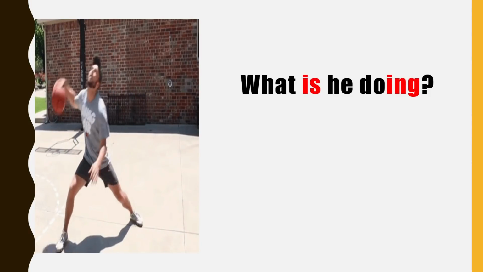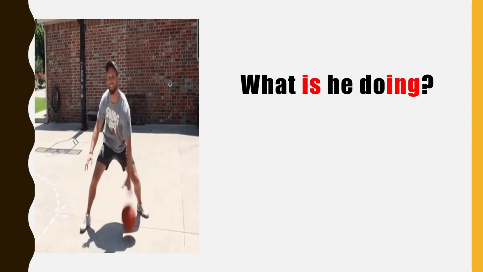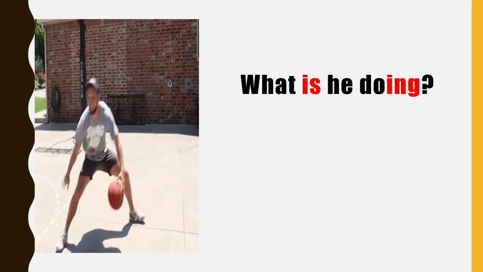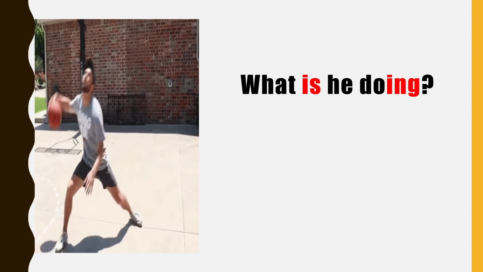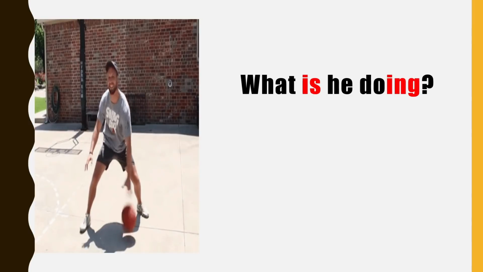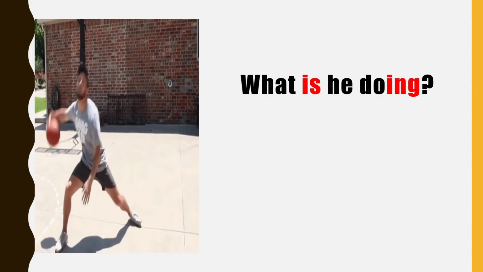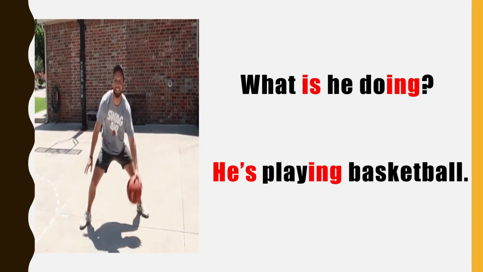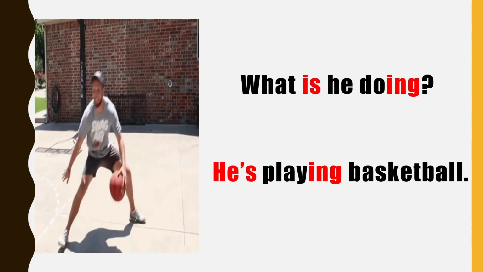If we look at the picture, we know that the answer is play basketball. However, the answer is not going to be complete if we only put play basketball. We have to refer back to the question and follow the exact format that the question asks. Since the question uses is and ing, therefore, our answer should have is and ing as well. So, how is the answer going to be? He's playing basketball.